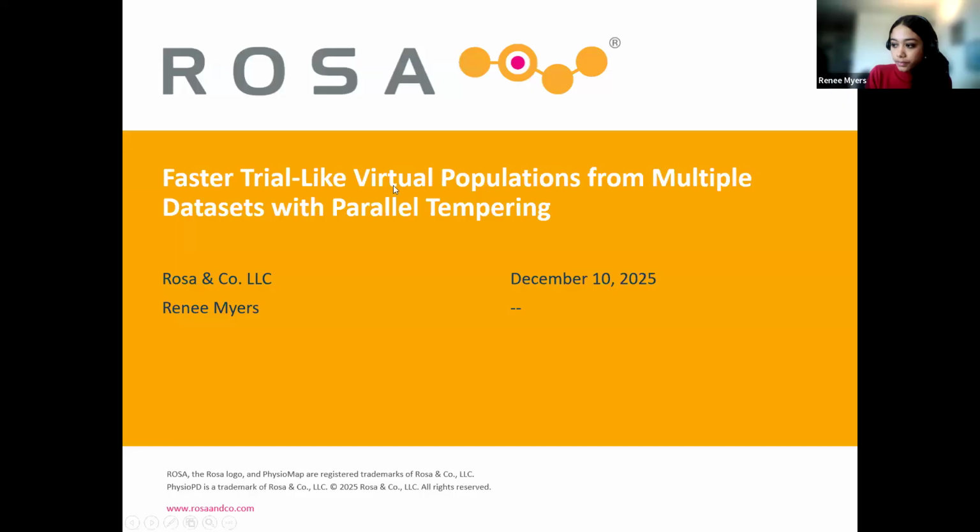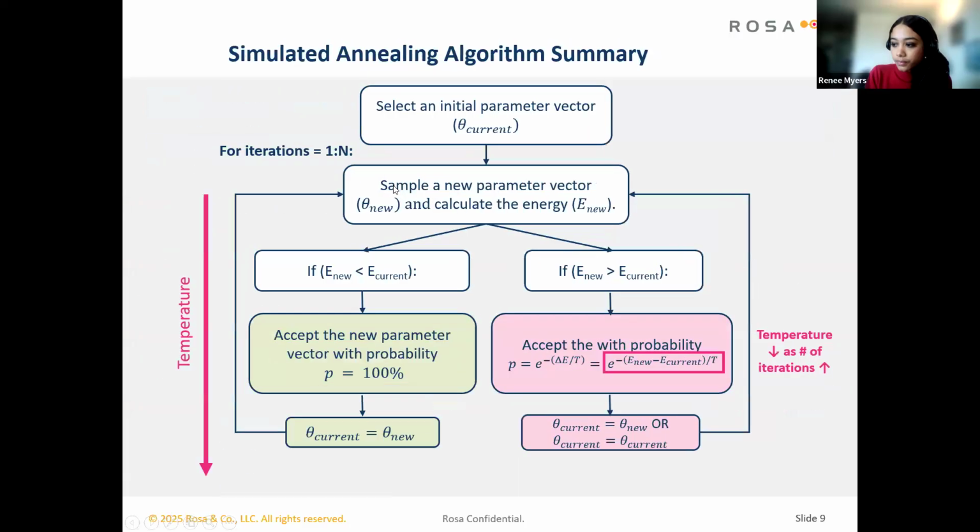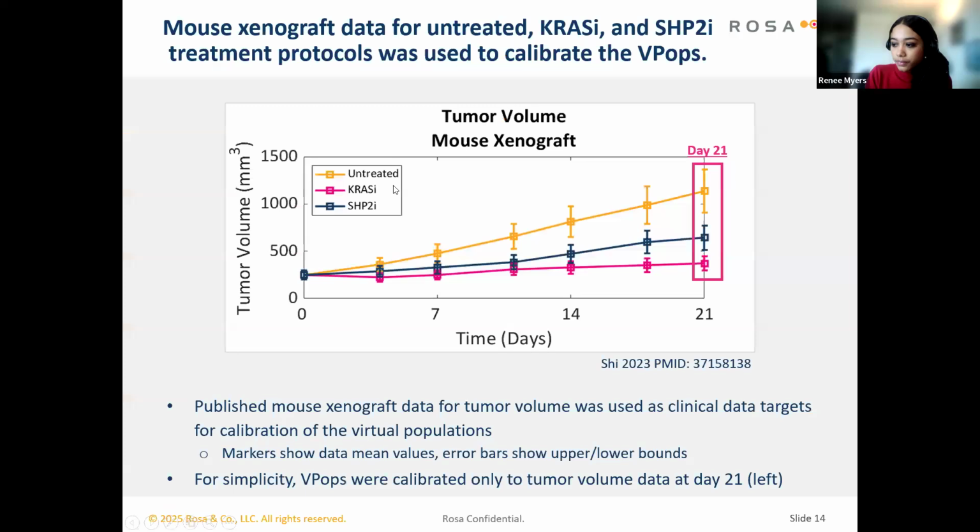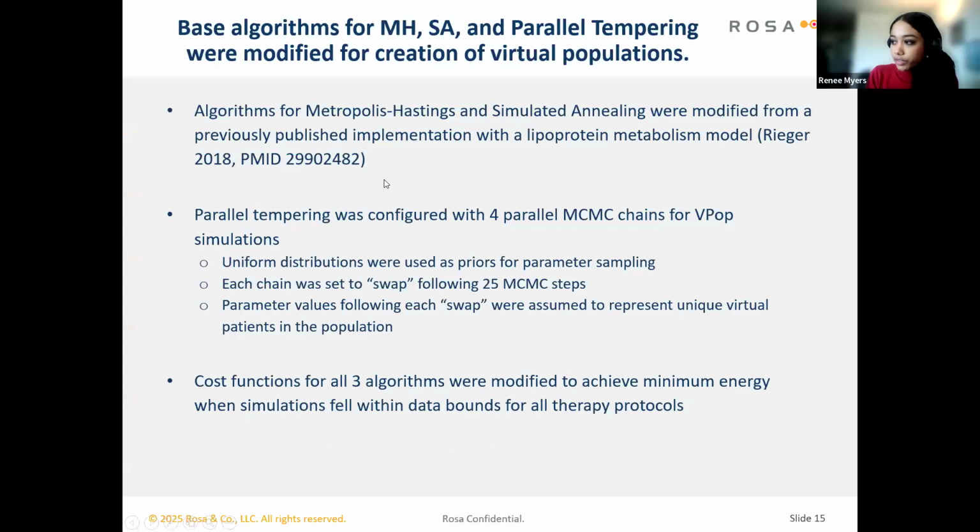So that is the true point, but I can go back to the slide showing our modifications of these algorithms. Let me go ahead and share my screen here. So the key change that we made to these algorithms was updating the cost functions. So rather than optimizing to a single point, we actually optimized so that the simulated annealing and Metropolis Hastings algorithms optimized within the data ranges.